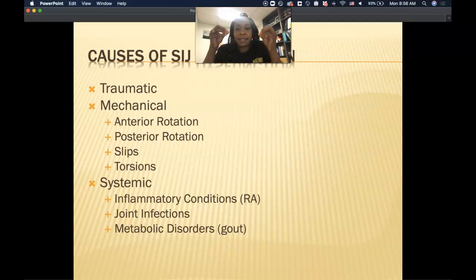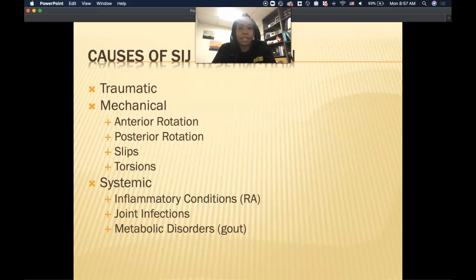Last but not least, we won't spend a whole bunch of time here: systemic pathologies can also cause SI joint dysfunction. So things like rheumatoid arthritis, or RA, joint infections in particular within the actual SI joint, and metabolic disorders such as gout or fibromyalgia, right? You guys are getting my point. We're not really built to spend a lot of time on the systemic causes of SI joint dysfunction. You'll get that in your general pathology classes.